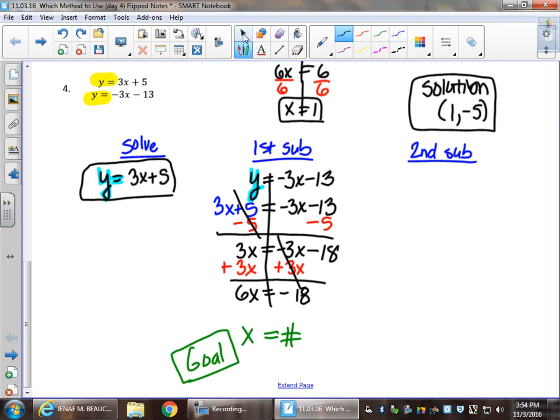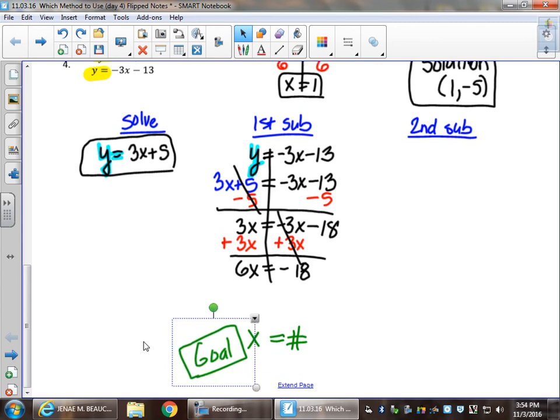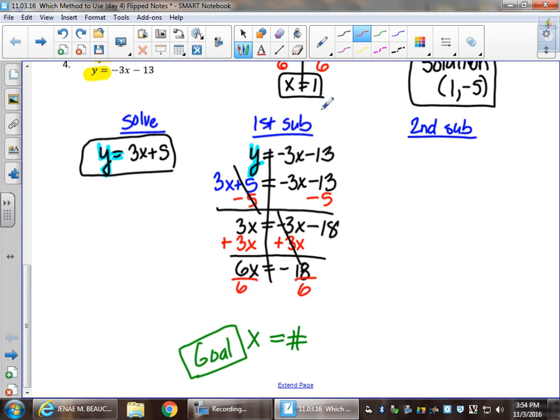To finish this, what's left? To finish solving for x, we are going to divide both sides by 6. Keep this line going. X equals -3.